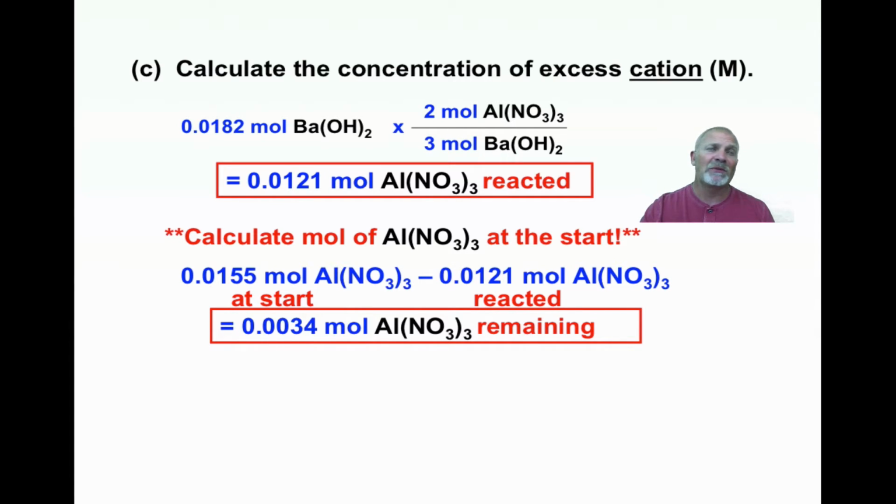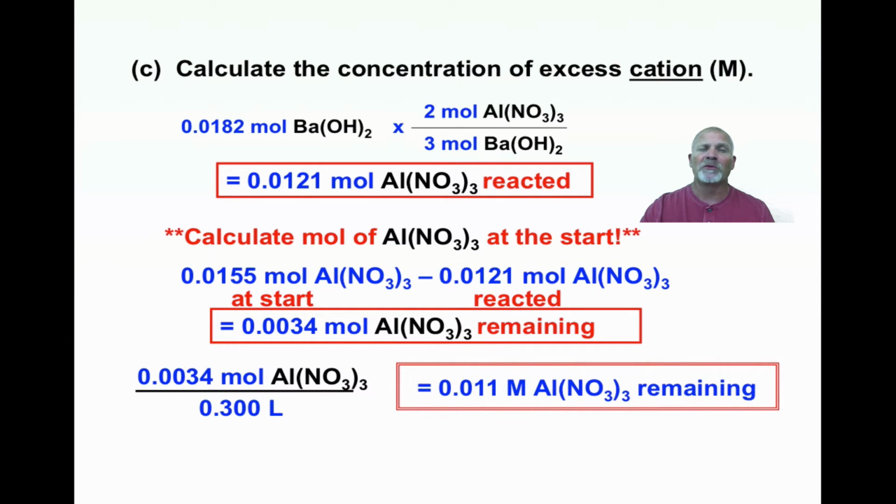Where you go back, you remember we added 2 solutions together, correct? 125 mL and 175 mL. So we have 300 mL or 0.3 liters. So I figure out the concentration of my aluminum nitrate.